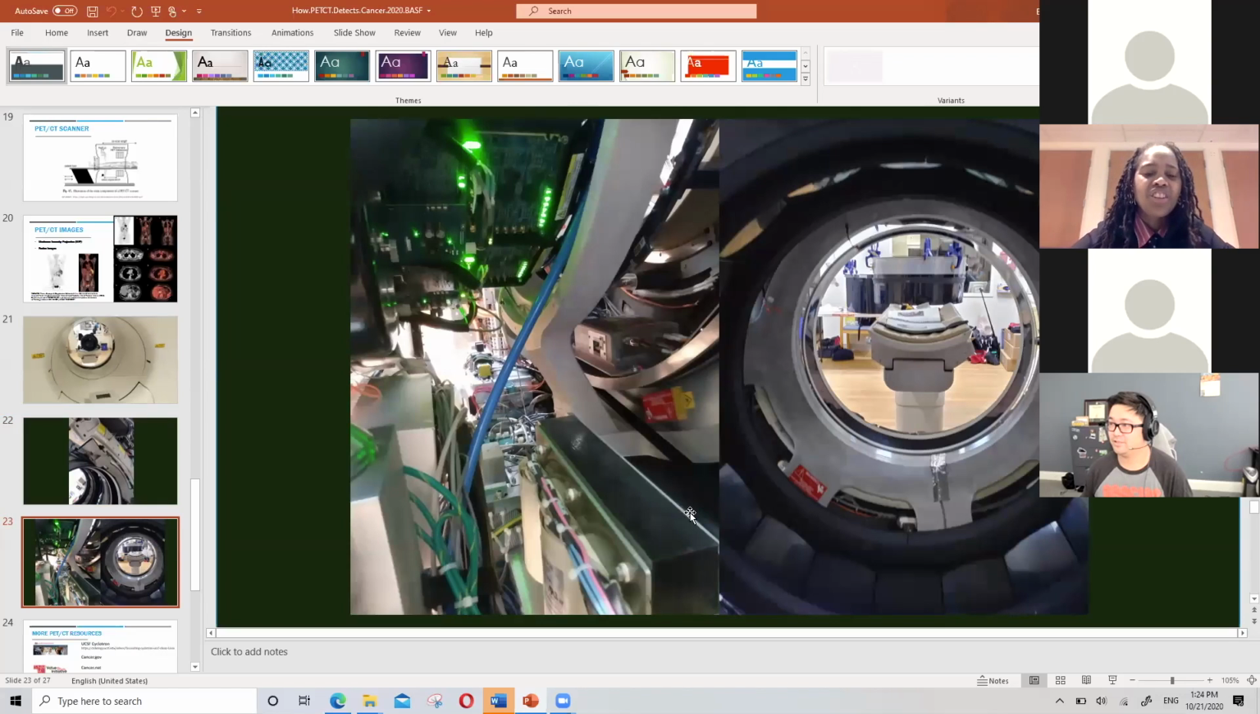This is another insider view. On the left-hand side, you see the electronic components that are connected to the detectors. And on the right-hand side, again, the near circle is the ring of detectors that are around the body. And then you see the camera bed. That camera bed is going to be sliding in between those two components during the scan.